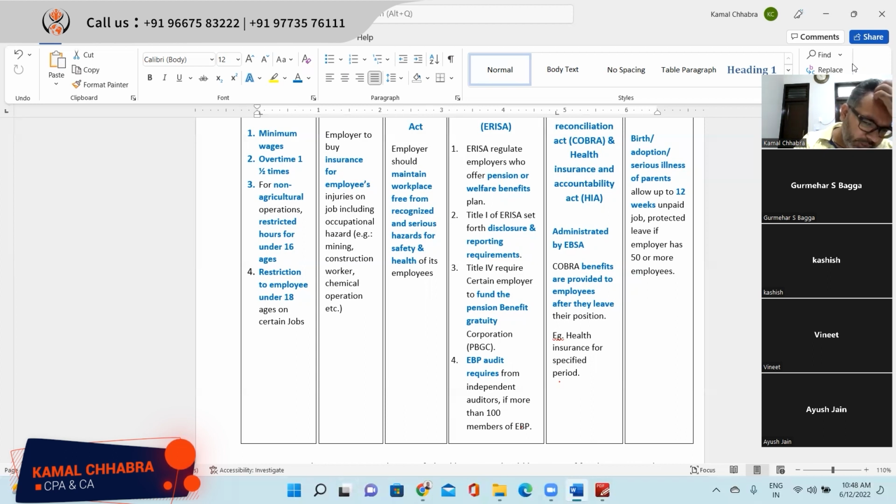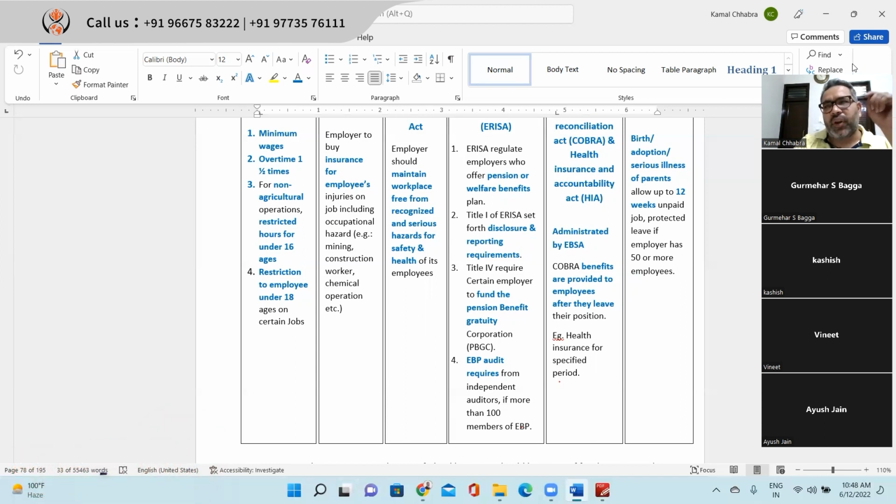Last one is EBP, Employee Benefit Plan Audit. The employee benefit plan audit is also mandatory, required from an independent auditor, if the employer has more than 100 members in the EBP plan. I know some of you are working in an offshore environment, so you might have heard about EBP, employee benefit plans. Do any of you have any experience working on EBP audits?